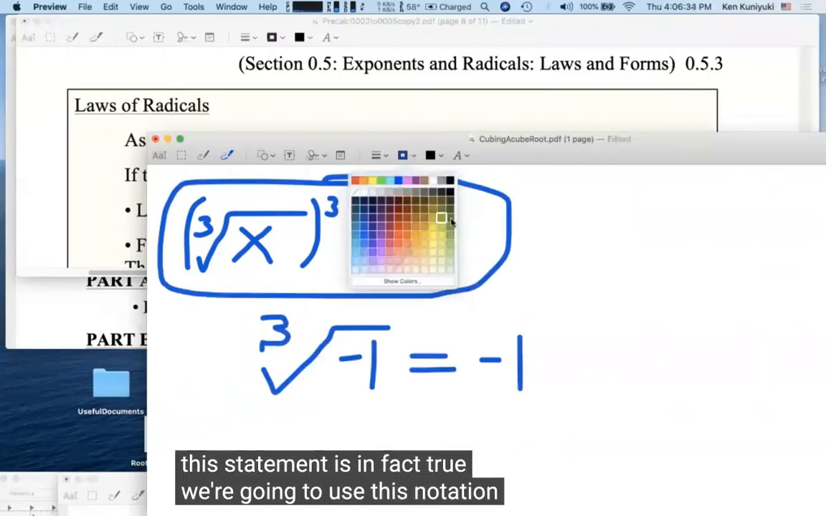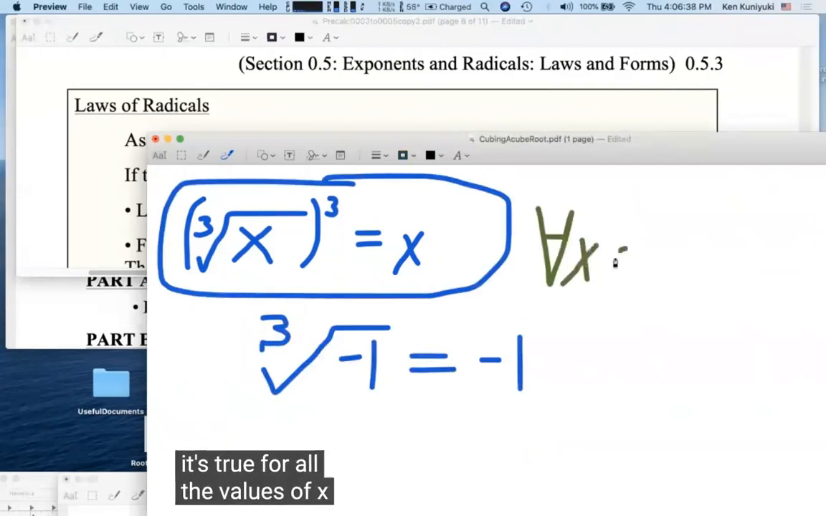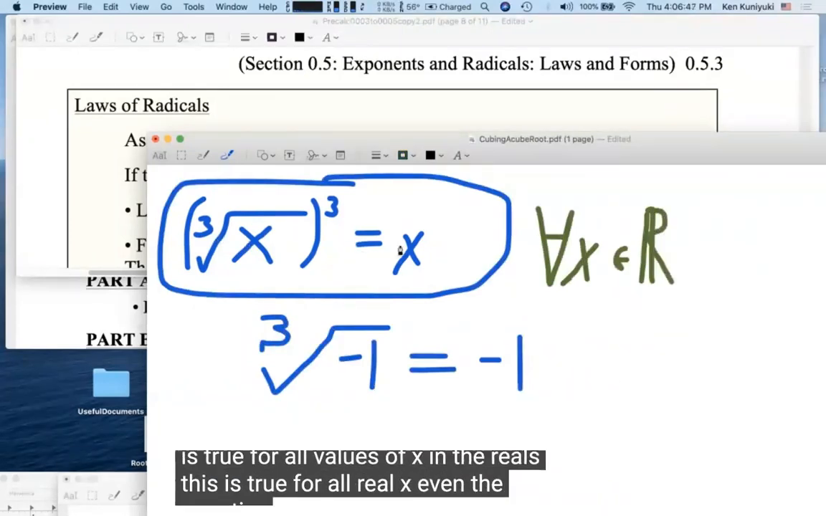So this works out. And it turns out that this statement is in fact true. We're going to use this notation now. It's true for all values of x in the reals. So see this set notation? This is true for all values of x in the reals. This is true for all real x, even the negative values of x.